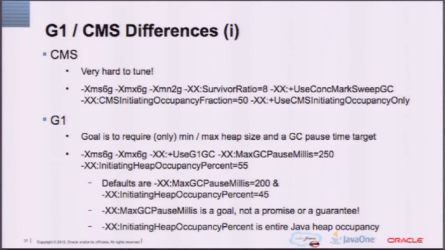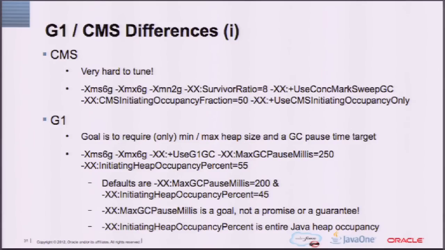So if we look at the differences between CMS and G1, CMS is very hard to tune. I hate tuning CMS. I don't know about you guys, but you look at a command line option for CMS, this is probably about as small a one as you'll ever see. Contrast that with G1. G1's goal is to require only a min and max heap size and a GC pause time target. You might decide to tune at which heap occupancy you want that concurrent collection to start off. So as an example, you can see there's quite a bit of difference here in the set of command line options that you might use here.